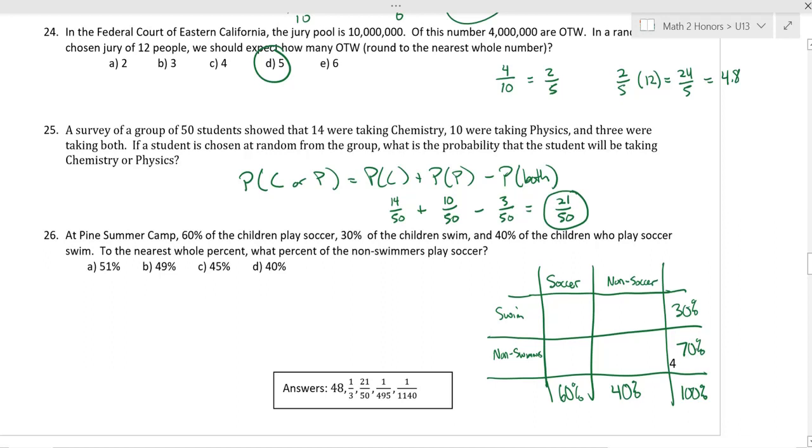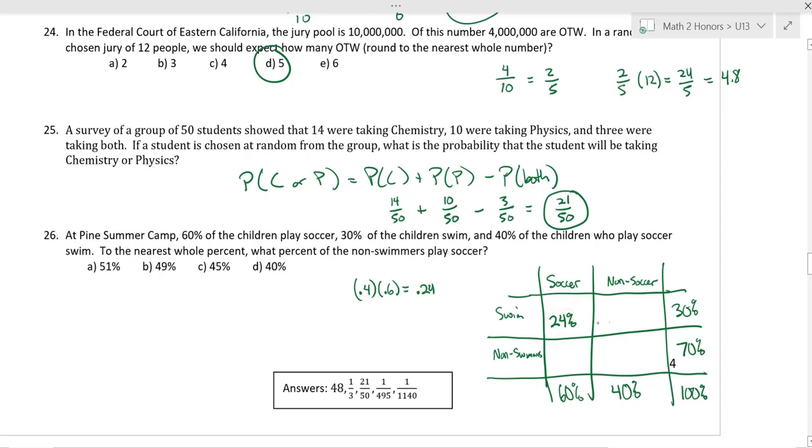40% of the children who play soccer. So 40% of the 60%. I need to multiply that. So 0.4 times 0.6 is going to give me 0.24. So I get 24% here.